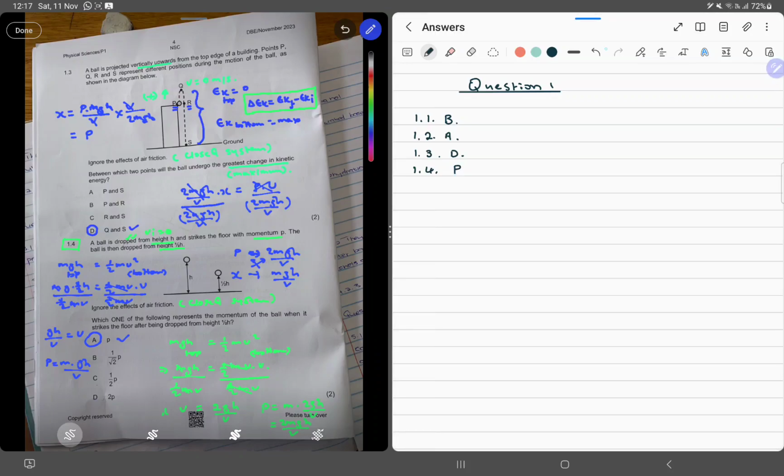Oh my God. This is basically over 2. So this is P over 2, which is the same as half of P. So the answer becomes C. I'm sorry, guys.